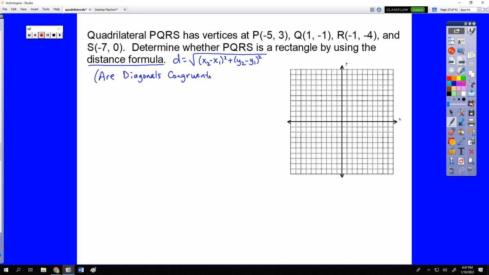And it's worth noting that I'm not going to give you a quadrilateral that's not a parallelogram, so I probably should have said parallelogram PQRS has vertices at. And then that way you don't have to check that, okay? I'm expecting you to check and see if it's a rectangle, which would imply I'm giving you a parallelogram and I'm saying, is this parallelogram more specifically a rectangle? So let's graph those points, -5, 3, 1, -1, -1, -4, and -7, 0.